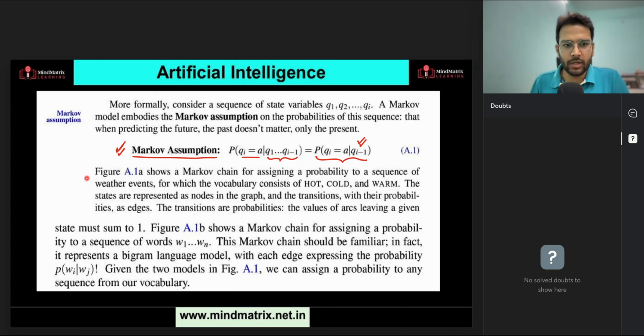Is it clear? So you can just give it a read. All these things I've already explained and you will be understanding. Okay.